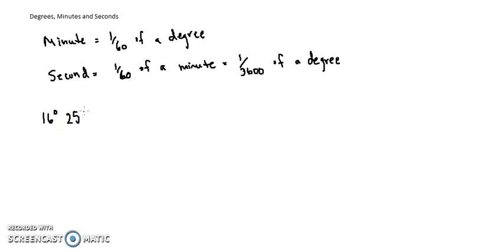So for example, let's say we have 16 degrees, 25 minutes, 32 seconds. And we want to convert that into just degrees, so the decimal version of degrees. The way that we would do that, 16 is our whole number, so we leave that alone. That's a full degree. And then 25 would be 25/60ths of a degree. And then 32 would be 32/3600ths of a degree.